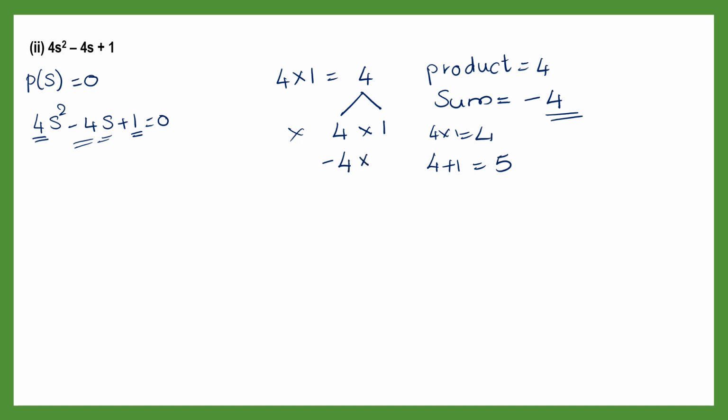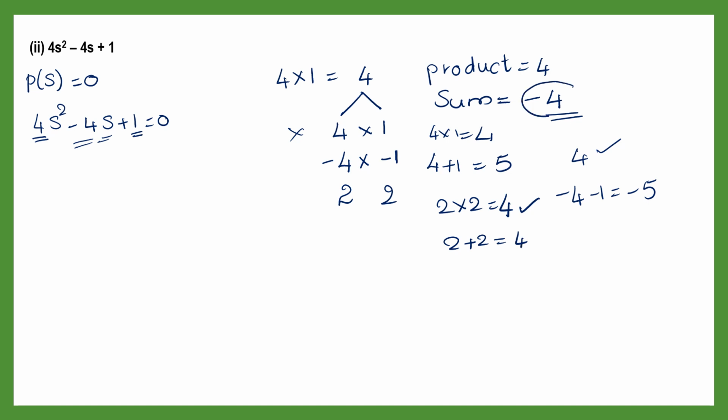So this is wrong. Next, what can you do? Minus 4 into minus 1 will become plus 4. Product is verified, but the sum, minus 4 minus 1, is minus 5. So this is also not verified. So 2 and 2, if you split 4 as 2 and 2, what do you get? 2 into 2 is 4. So product is verified. Sum 2 plus 2 is 4, but you should get minus 4. So this is also wrong.